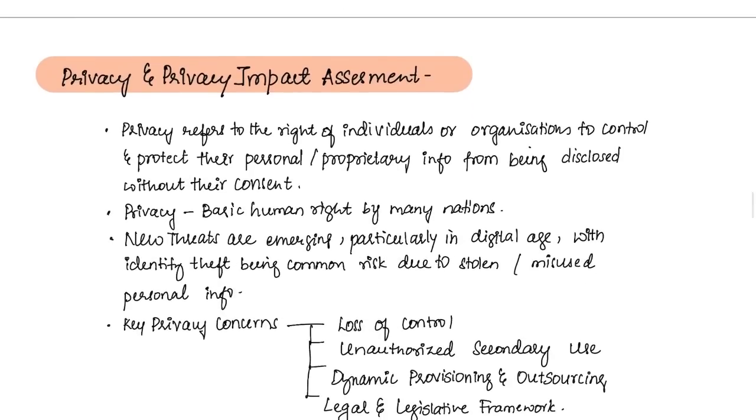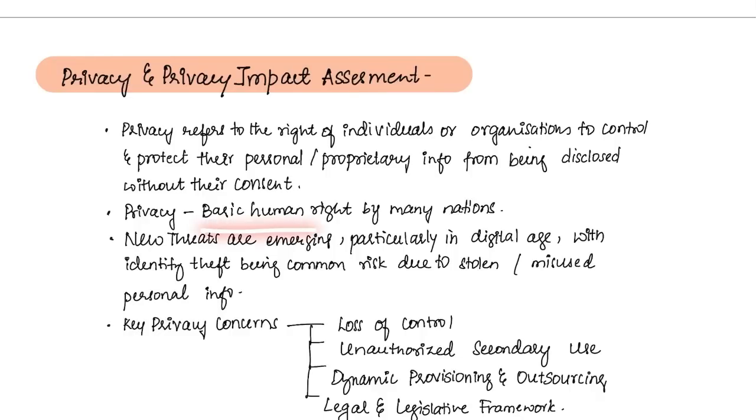Moving forward, the next topic which we have is privacy and privacy impact assessment. So privacy refers to the right of individuals or organizations to control and protect their personal or proprietary data from being disclosed to someone without their consent. So I have stored my documents over the cloud and they should not be accessible by you. That is what privacy means.